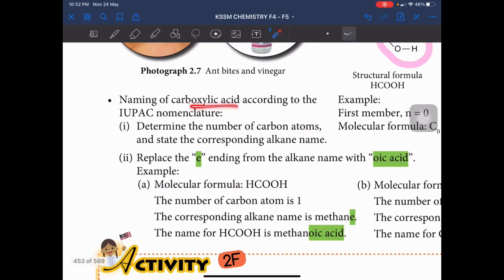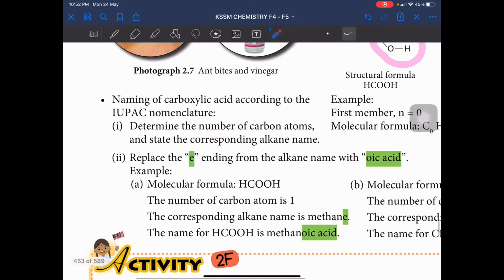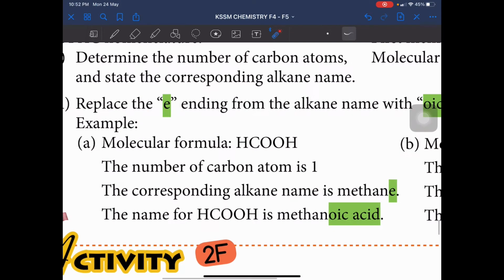Naming carboxylic acid according to the IUPAC nomenclature. First, you need to determine the number of carbon atoms first and state the corresponding alkane name. After you identify how many number of carbon atoms it has, so you replace the E ending from the alkane with OIC acid, oic acid. For example, if you see this HCOOH, apa nama dia ni? Apa ni? So, count first. Kira dulu bilangan atom karbon. 1 kan? There is only 1 carbon atom.